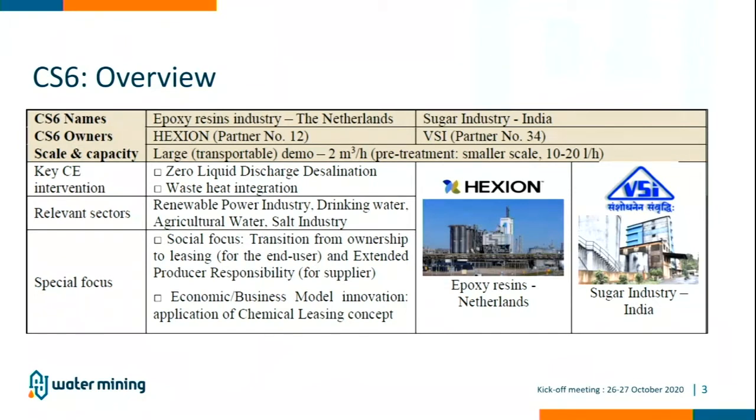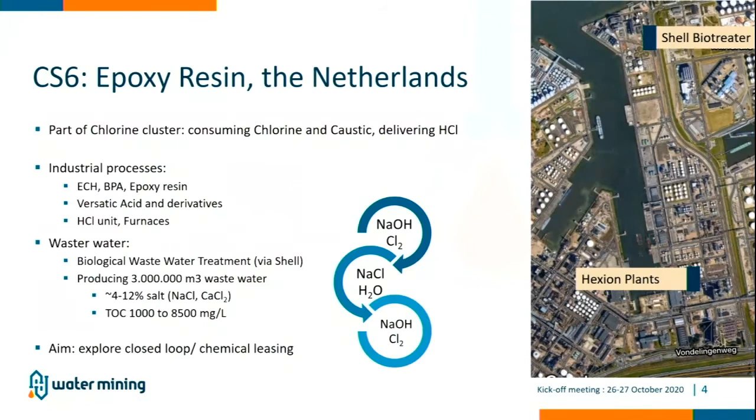So we're focusing in this case also on something a little bit special, which is the idea of chemical leasing. I will explain that a bit more when we go to the first demonstration location. So we have the epoxy resins industry in the Netherlands, which has the HEXION plant.